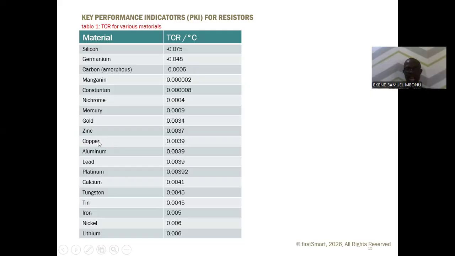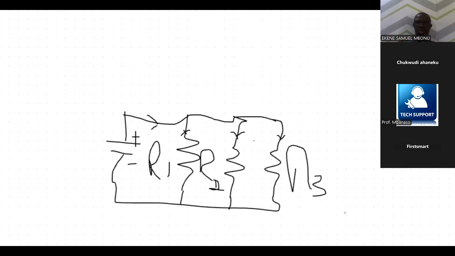Okay. So something like copper, we can see why when the temperature increases, the resistance will increase and the losses will increase, because loss is connected to I square R.